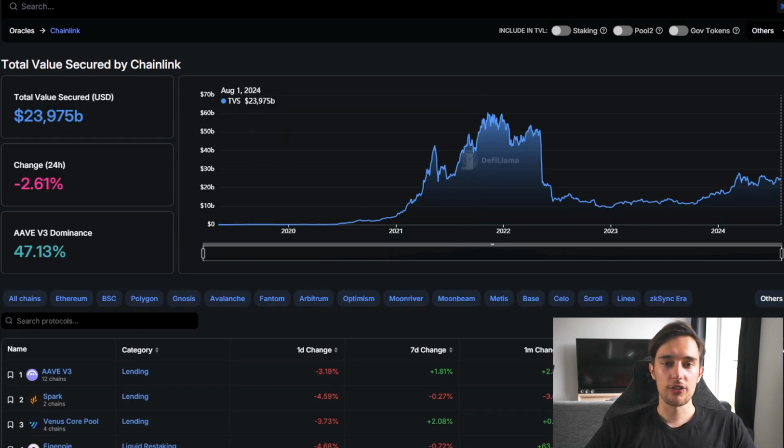Here you can see that Chainlink is currently securing almost $24 billion. That is just an insane amount. Back in 2022, they were around $50-60 billion in value secured. So that's just crazy how big Chainlink is in this industry.